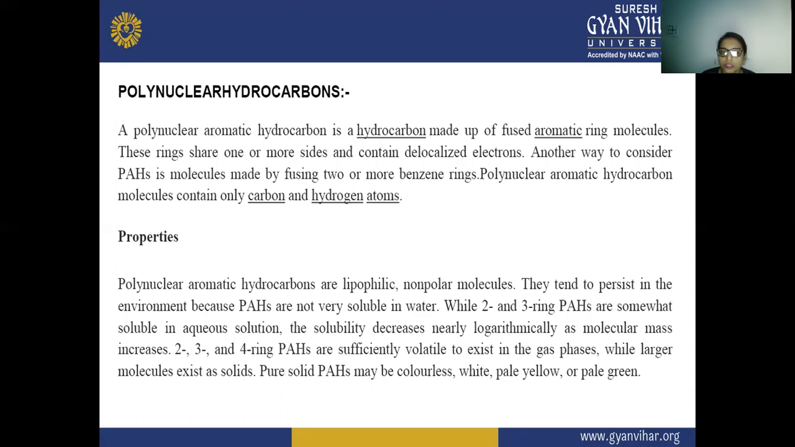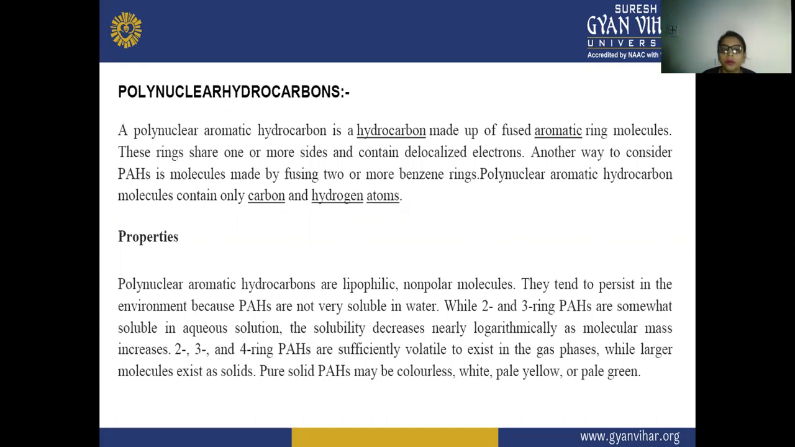So another way to consider PAH is molecule made by fusing two or more benzene rings. Means they are from the benzene ring sides. From the sides, they are fusing. So polynuclear aromatic hydrocarbon molecules contain only carbon and hydrogen atoms. So these aromatic hydrocarbons, they are containing only the carbon and hydrogen atoms. These are the hydrocarbons, or these are the molecules containing your carbon as well as your hydrogen atoms in them. They are not containing the heteroatoms.